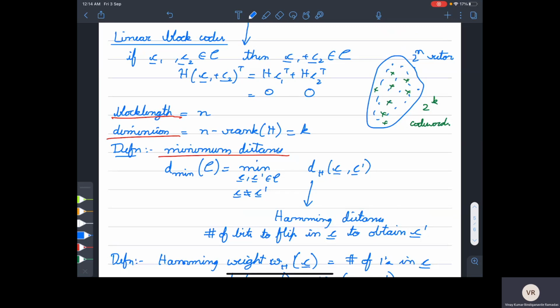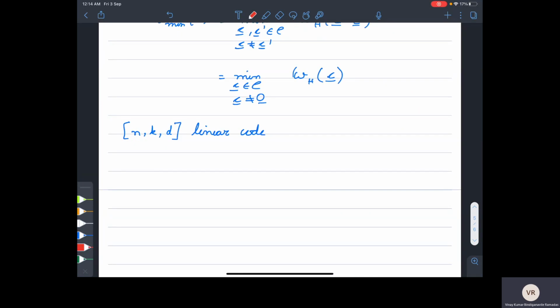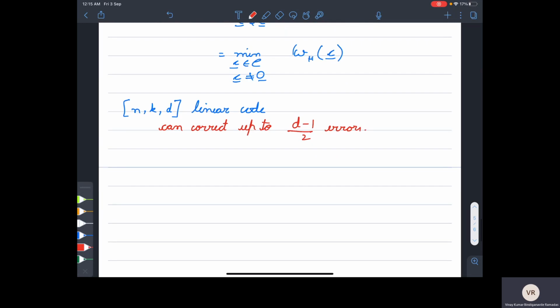Hence, if you have an n, k, d linear code, the code can correct up to (d minus 1) over 2 errors, right? This is something to keep in mind. I won't give a proof of this, but the way to show this is that you can always find a decoder which can correct up to (d minus 1) over 2 errors. So you can construct a decoder in a particular way.